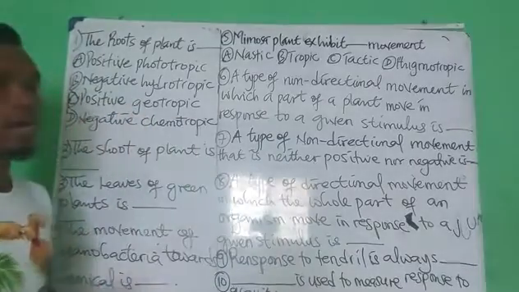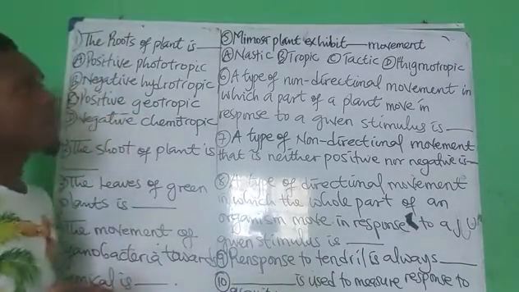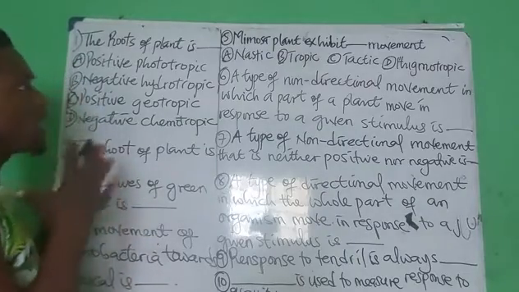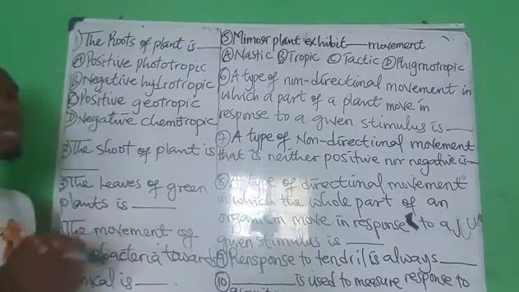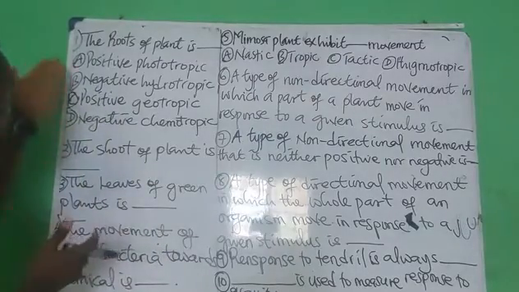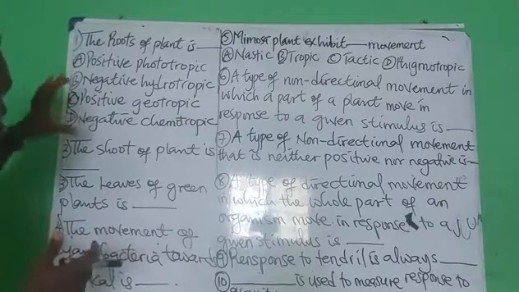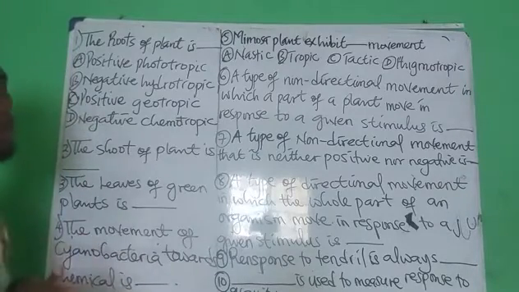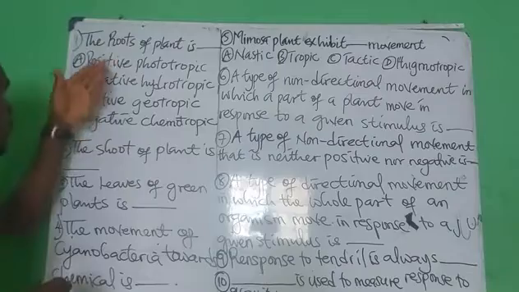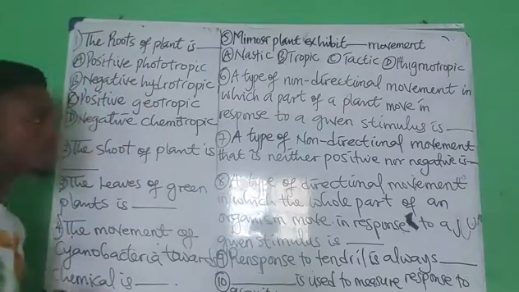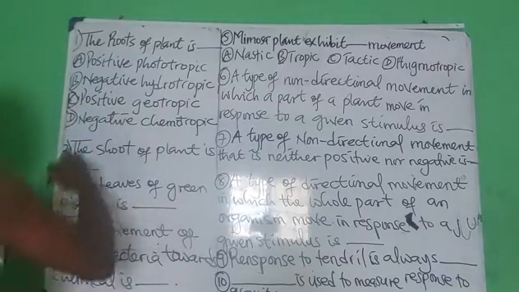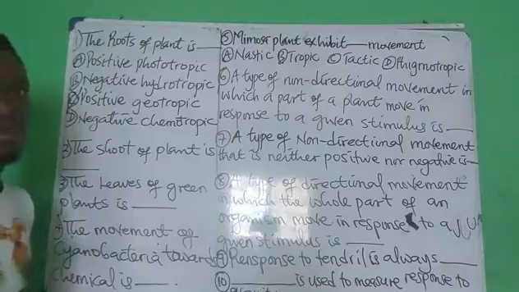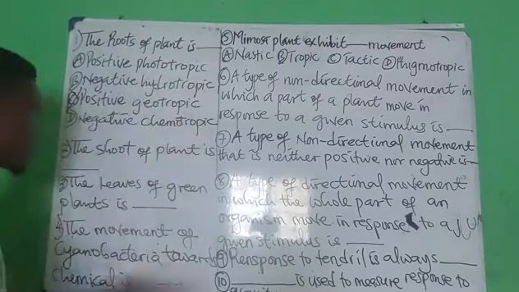So in today's class, I'll be using these questions to scrutinize how much you understood the topic. The first one says the root of a plant is dash. If this was your JAMB UTME question, what would you do? Would you click next, or look and click? We all know that the roots of plants grow downwards, towards gravity. So positive geotropic is the answer.